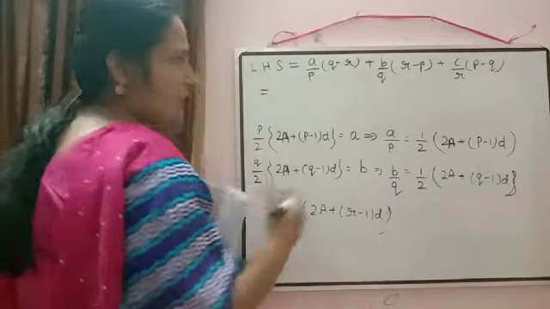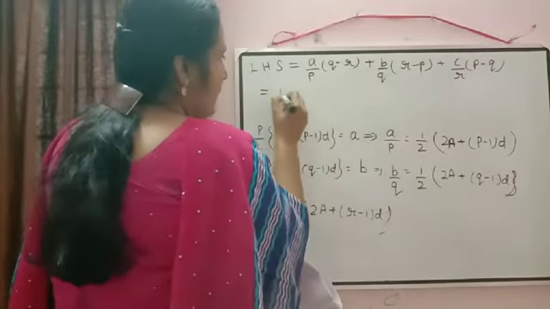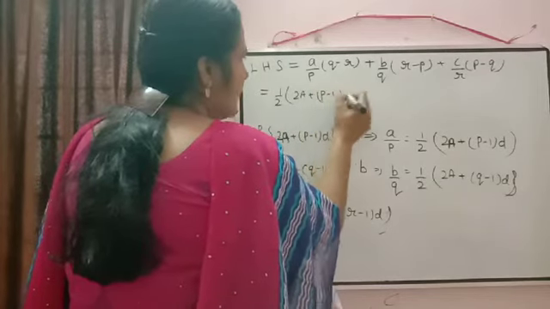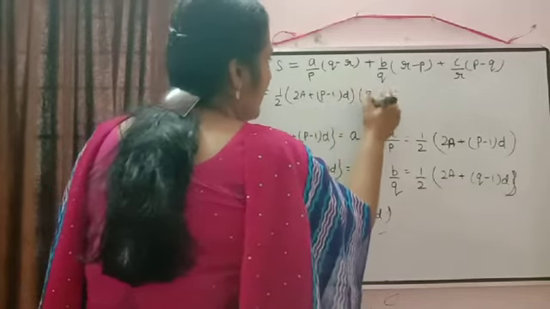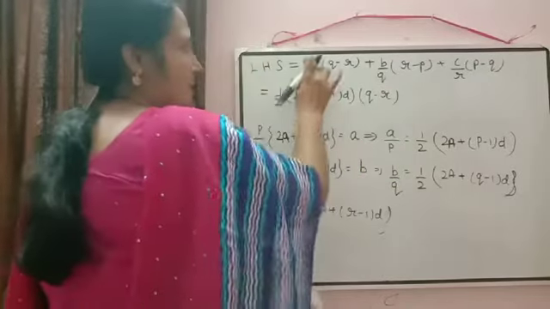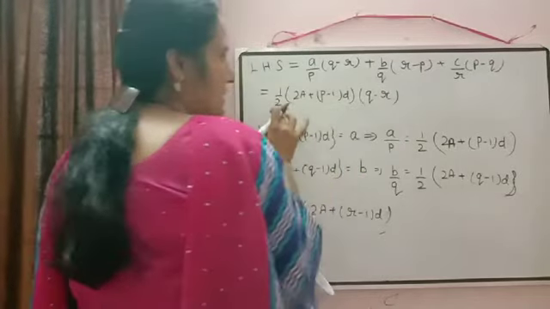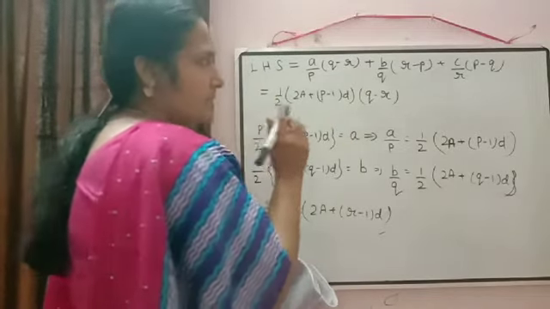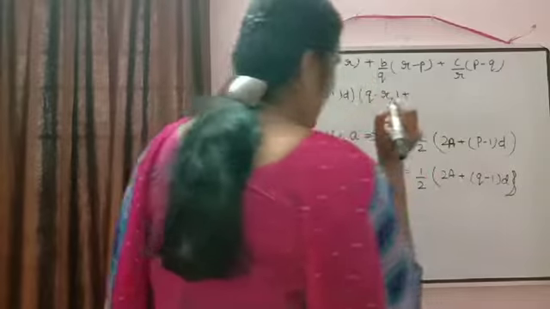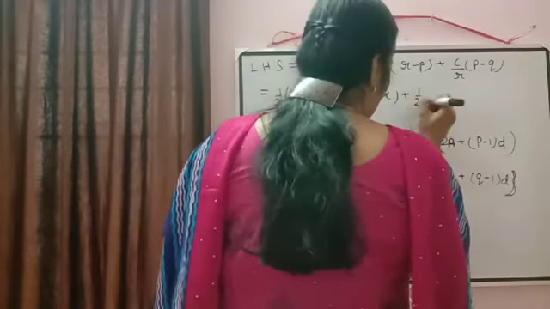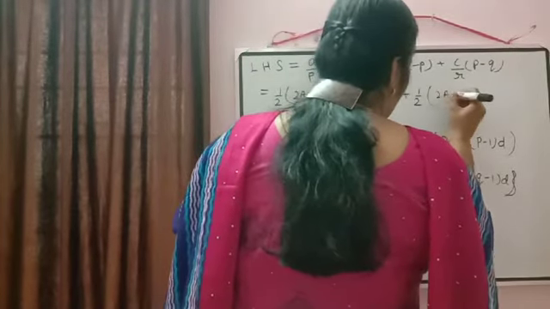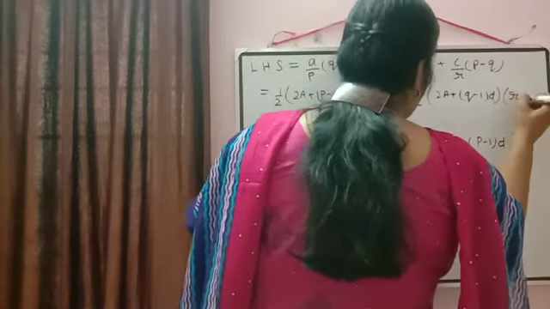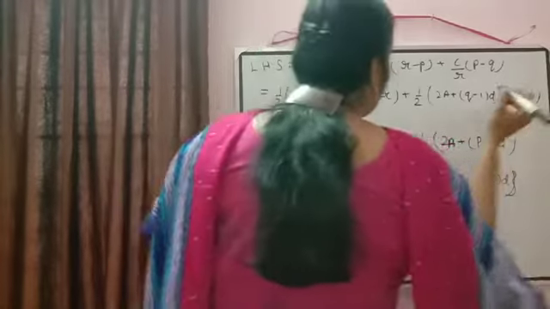a by P, what we wrote here, a by P is half into 2A plus P minus 1 into D, multiplied by Q minus R. In place of a by P, substituted the value there, and then this expression is multiplied by Q minus R. In the same way, b by Q will be equal to half into 2A plus Q minus 1 into D, whole expression multiplied by R minus P.